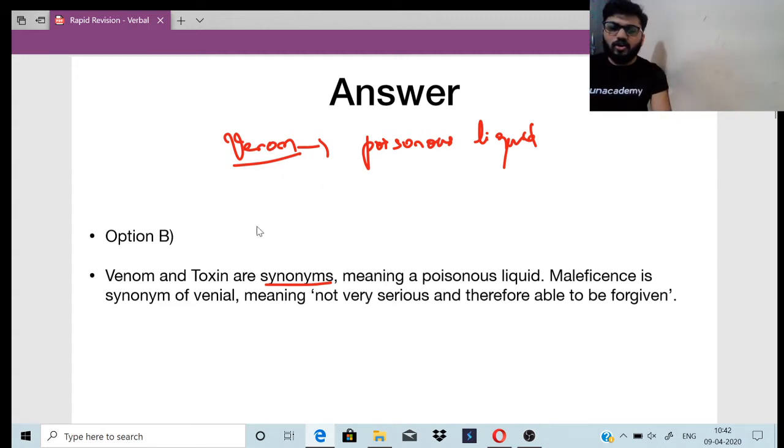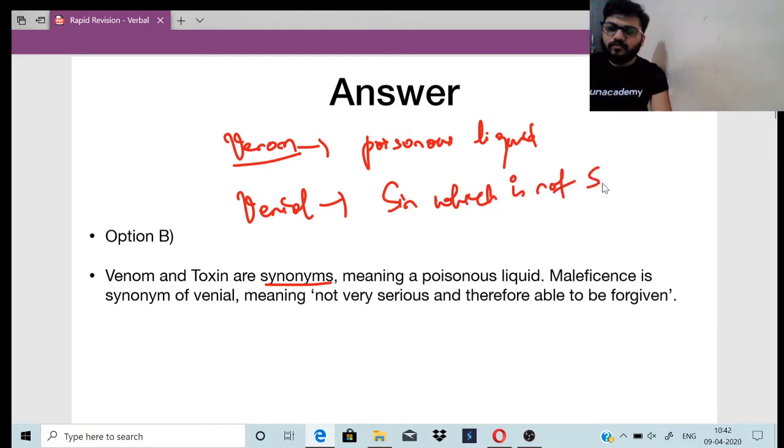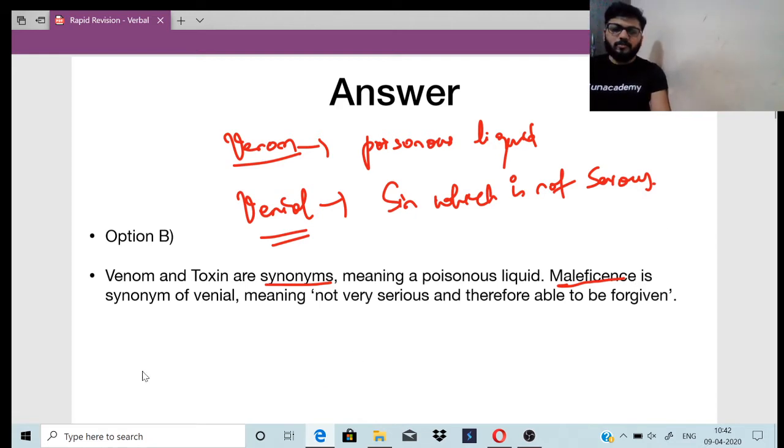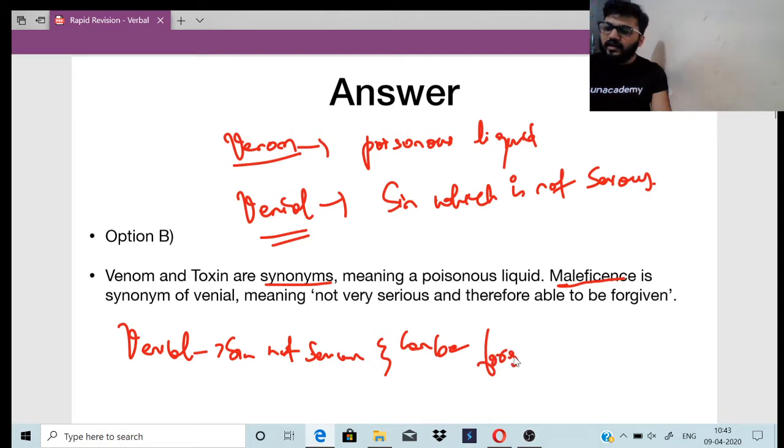So what does venial mean? Venial means a sin, a sin which is not serious. In Christianity these words are commonly used. It is a sin which is not very serious, so God will forgive you. That is called venial. Maleficence also means the same: a sin which can be forgiven.